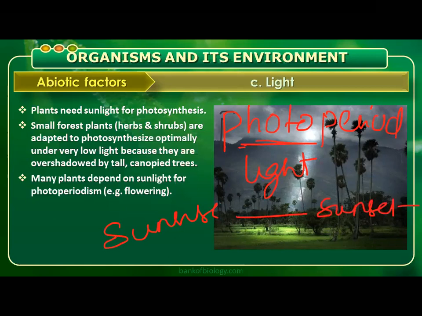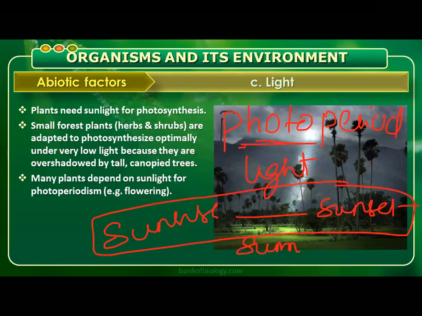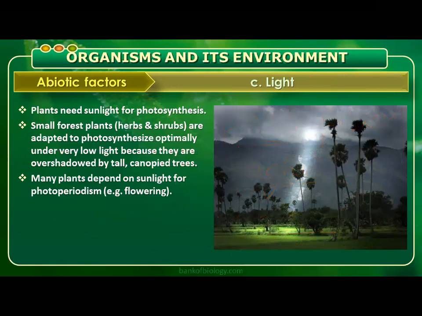Is there any fluctuation in this time, sunrise to sunset? Yes, definitely. In summer, we have more photoperiod. In winter, now winter days are coming, the photoperiod is comparatively less. That means we should first understand there is a variation in the photoperiod. That particular effect of photoperiod on organisms, we call photoperiodism.